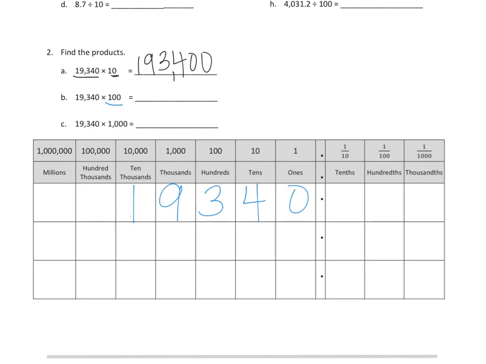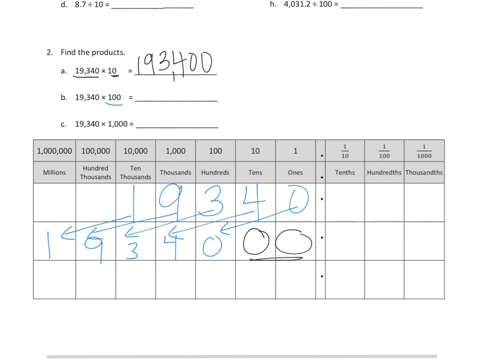So that means that these numbers, the 1, the 9, the 3, the 4, and the 0, are all moving 2 times to the left. But since we need to fill in the 10s and the 1s, those 2 zeros that I wrote in black represent the 2 zeros that are in 100. So we have 1,934,000 as our answer.